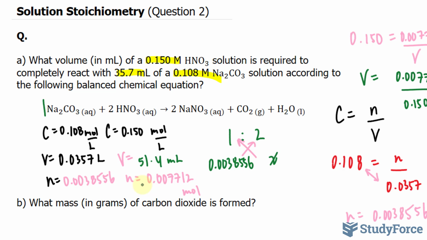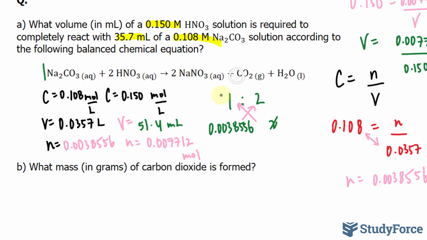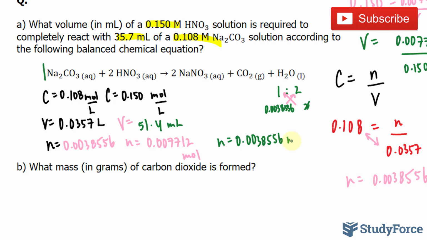In part B, they ask us for the mass of carbon dioxide formed. What I have to do here is find the number of moles of carbon dioxide. I'll use the molar ratio 1 to 1 because there's one molecule of this compound and one molecule of this compound, so the number of moles of CO2 is this number. So N is equal to 0.0038556. And since they're looking for the number of grams, that's a mass, we need to find the molar mass of carbon dioxide. The molar mass will give us grams per every mole.